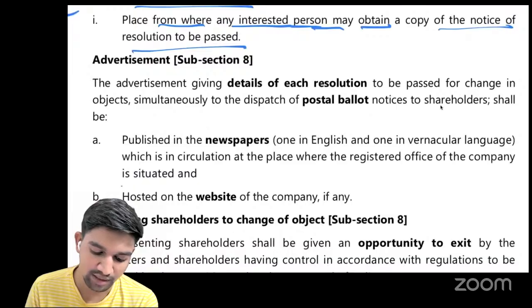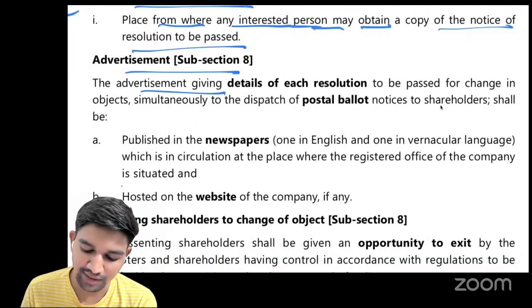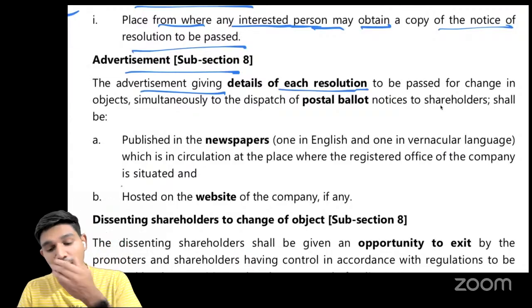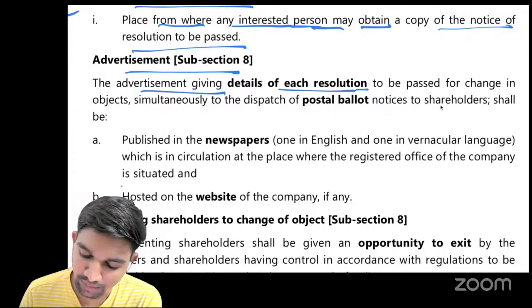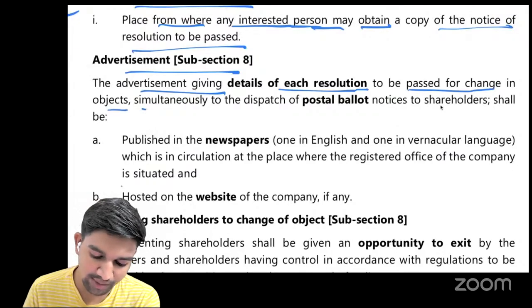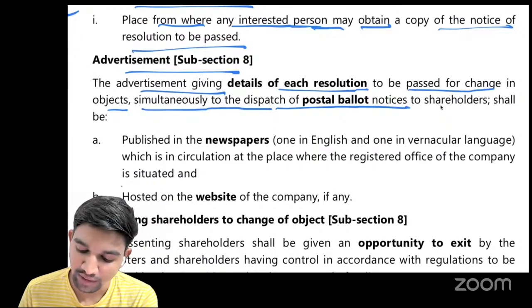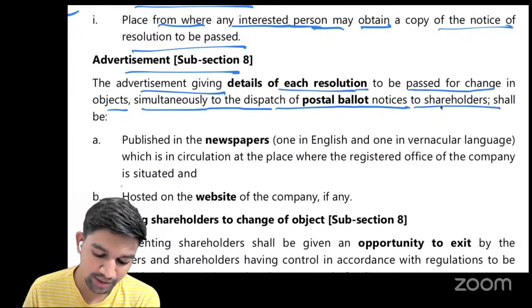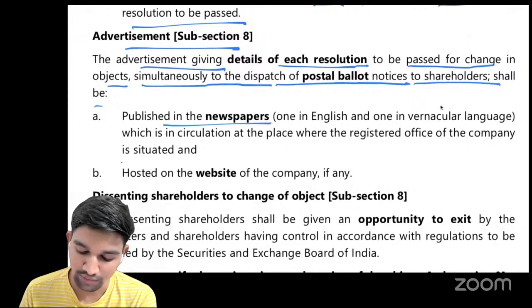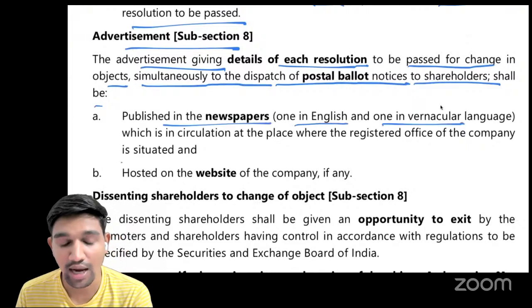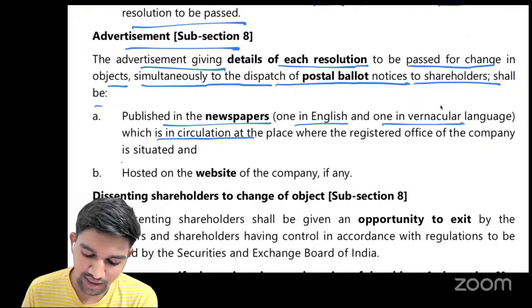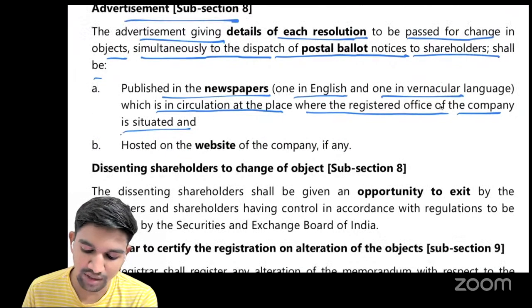Then the advertisement. The advertisement giving details of each resolution to be passed for changing objects, simultaneously with the dispatch of the postal ballot notices to shareholders, shall be published in a newspaper, one in English and one in a vernacular language, which is in circulation at the place where the registered office of the company is situated, and hosted on the website of the company.